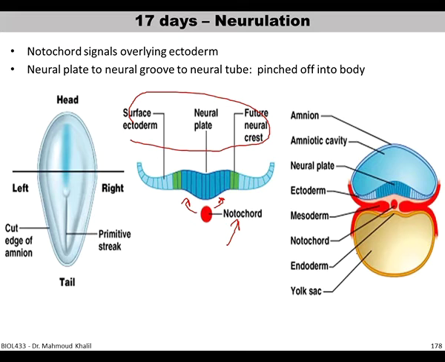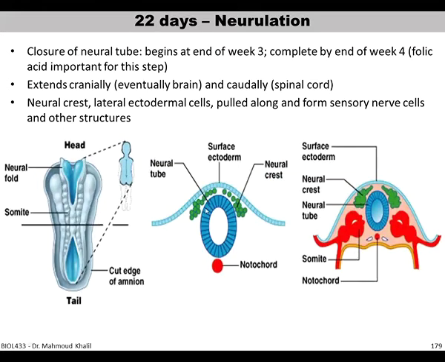At day 22, the closure of the neural tube begins at the end of week 3 and could be completed by the end of week 4. So that's why folic acid is important for these steps. The embryo starts to extend cranially, eventually forming the brain, and caudally, eventually forming the spinal cord.